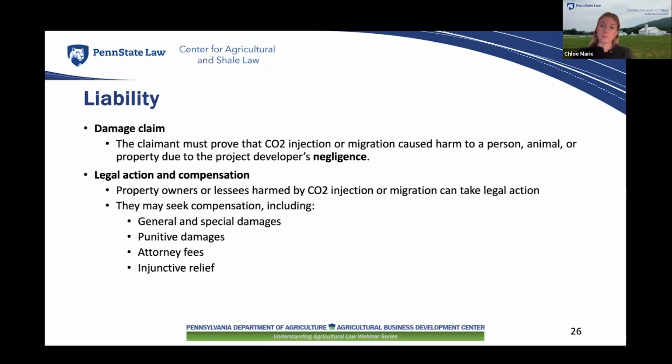Now, if a surface property interest owner, subsurface property owner, or lessee faces injury, damage, or loss in property because of CO2 injection or its movement, they can take legal action against the project developer. They can seek various forms of compensation, such as general and special damages, punitive damages, attorney fees, or even an injunction order to stop the activities.